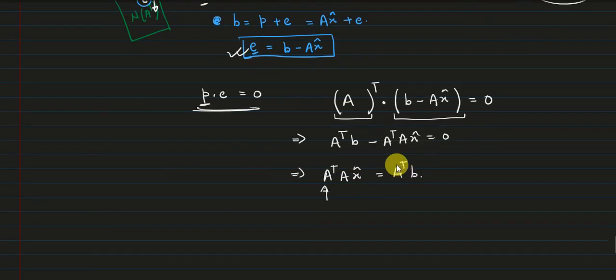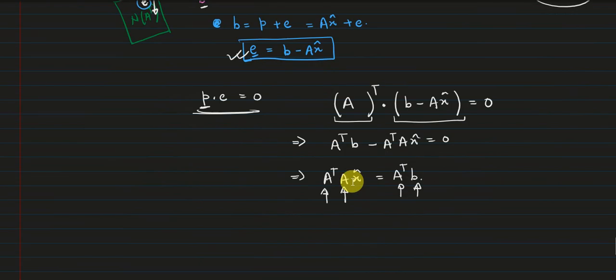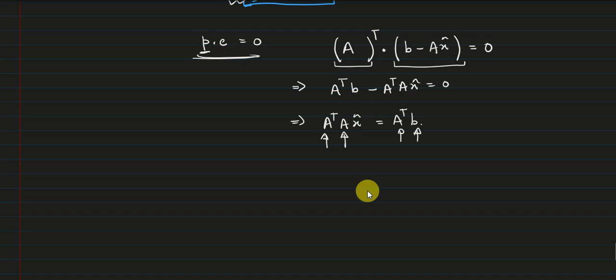So these are the known quantity, right? A transpose a and a transpose b, these are given in the question, so obviously we can find this x hat. So let's first find out a transpose a and then a transpose b, then we will find this x hat component. So a is given here and b is also given. So let's first find out A transpose A.